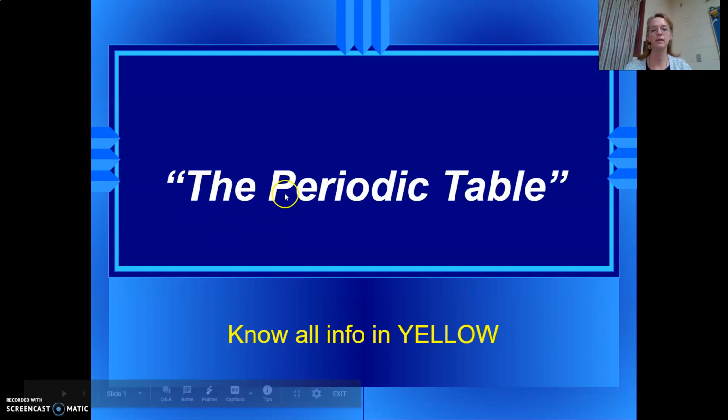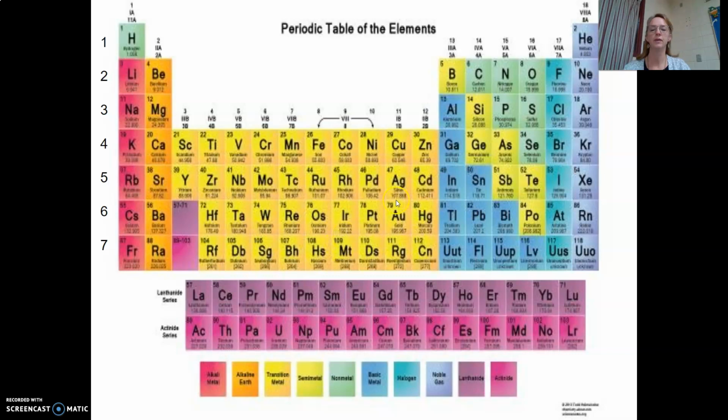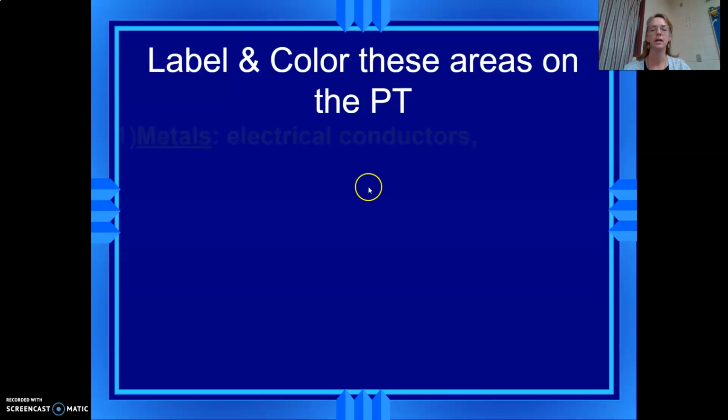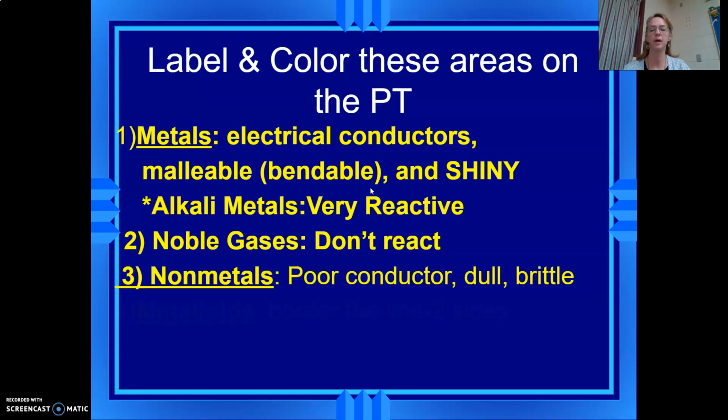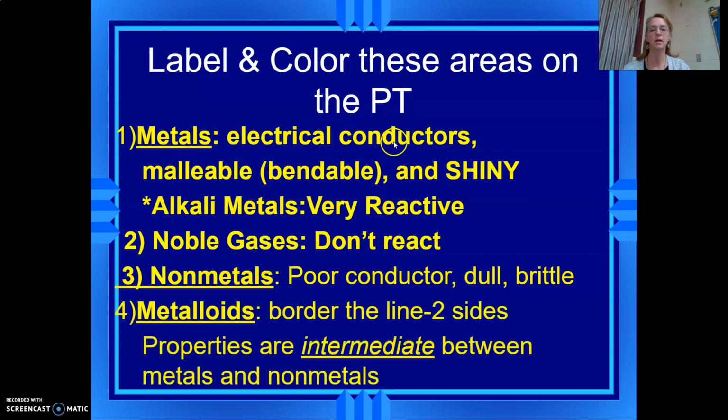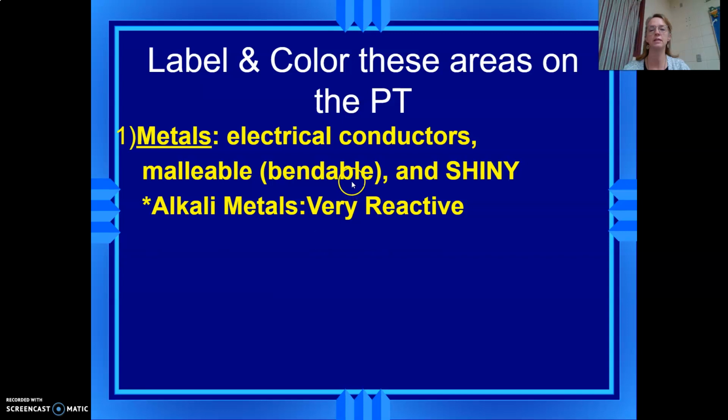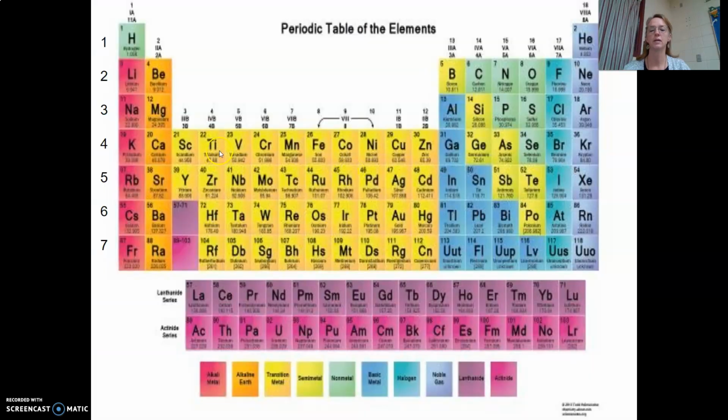Okay, this is the last part of this unit. We need to get to know the periodic table very well. There is a copy of this in your notes, and the first thing you need to do, and you should pause the video, is get some colored pencils and color all of these parts on the periodic table. So metals, nonmetals, you can use this as a guide.